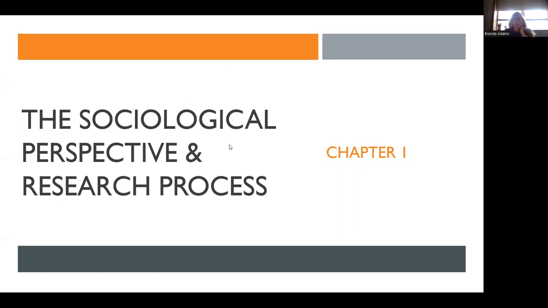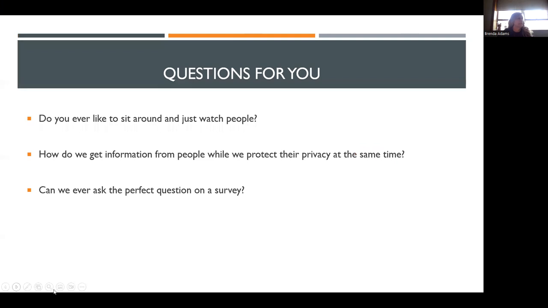So as I said, this is chapter one, the sociological perspective and research process. And these are some questions. Do you ever just sit around and watch other people? I used this example in one of my classes the other day that I'm on the third floor, and to get down to the second floor, I have to go down to the second floor to go to the bathroom because there isn't a bathroom on the third floor. And I love to just watch all of the students as they go by, and I'm kind of a people watcher. How do we get information from people while we protect their privacy at the same time?